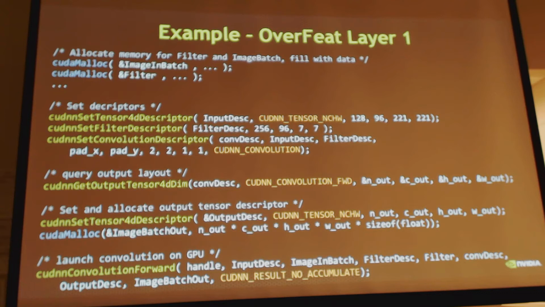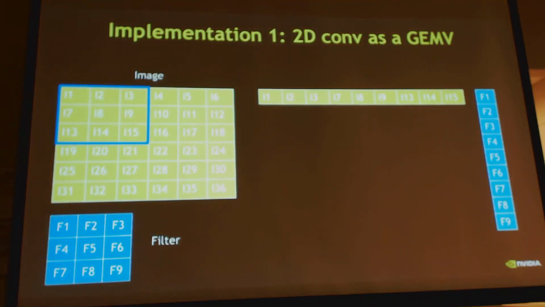And then you call the convolution forward, which does a convolution in the forward direction. We also support the backward direction implementations of these convolution functions. I've just shown the forward. You can also use the backward convolution or the pooling or the softmax, any of those functions. Before I go into the implementation details, does anybody have any questions so far?